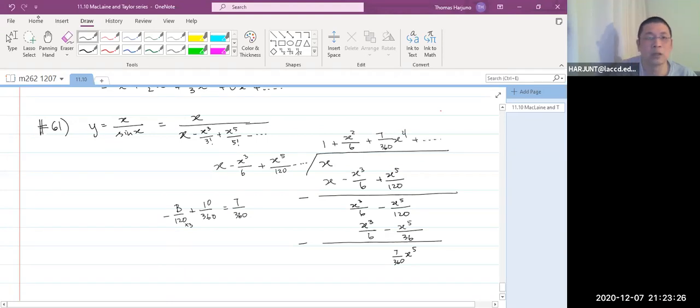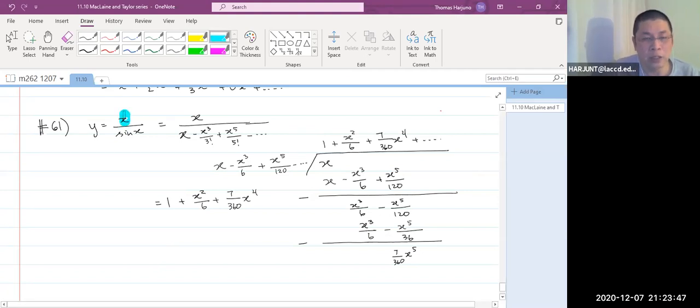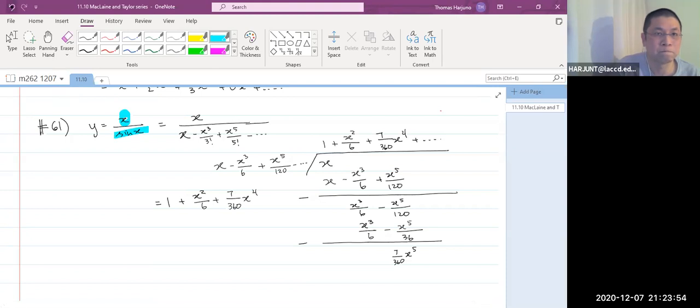I just need the first 3 non-zero terms. So I will get 1 plus x squared over 6 plus 7 over 360 x to the 4th. As we expect, it's supposed to be an even function. Why? X is odd, sine x is odd. Odd function divided by odd function is even function.